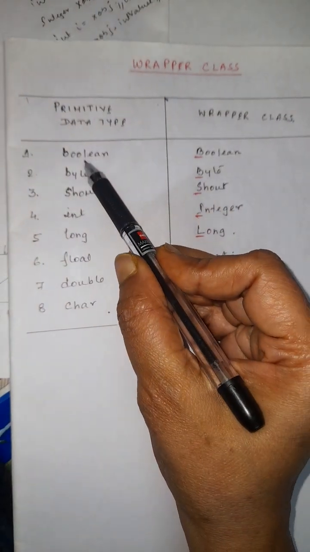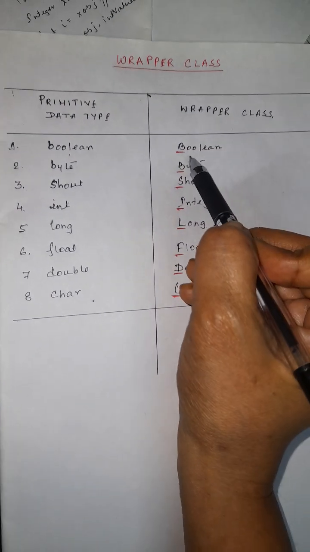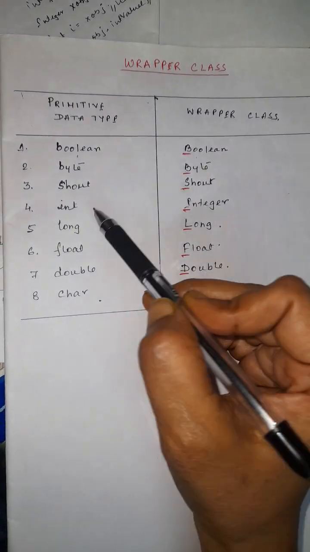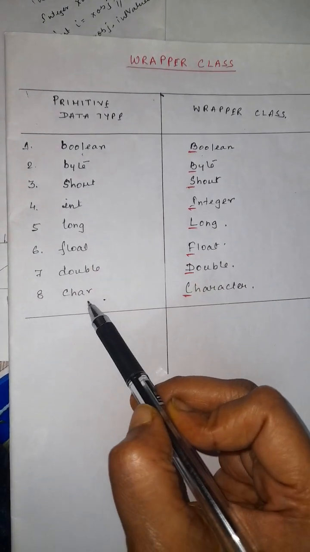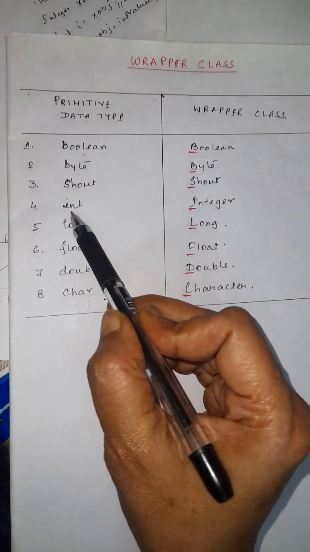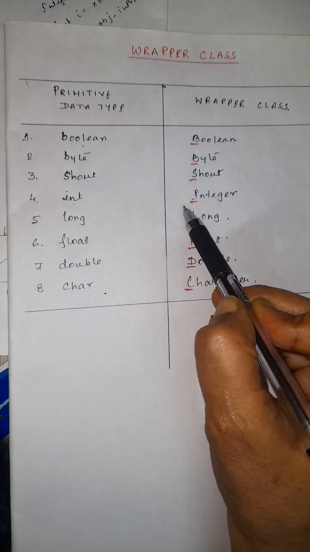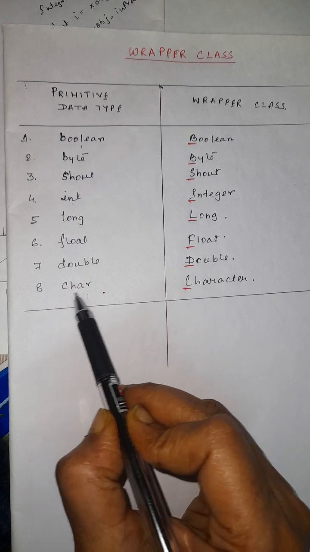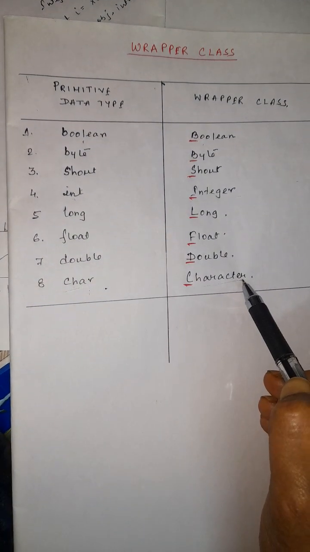Now you see boolean. For the primitive data type boolean, what is the wrapper class? That is Boolean. For byte, capital B, Byte, Short, all are the same except integer and character. Which one in primitive data type are we using as int? In the wrapper class, that one will be Integer. Which one are we using as char for storing character type of values? Here the wrapper class is Character.